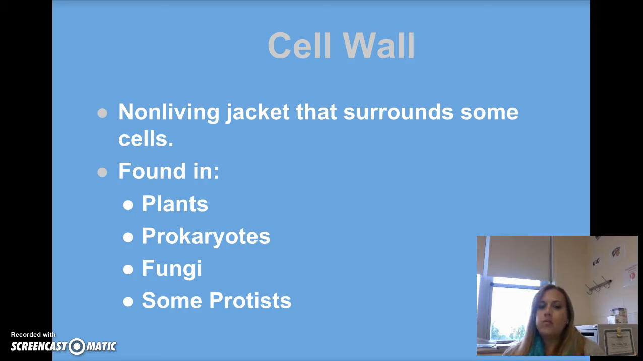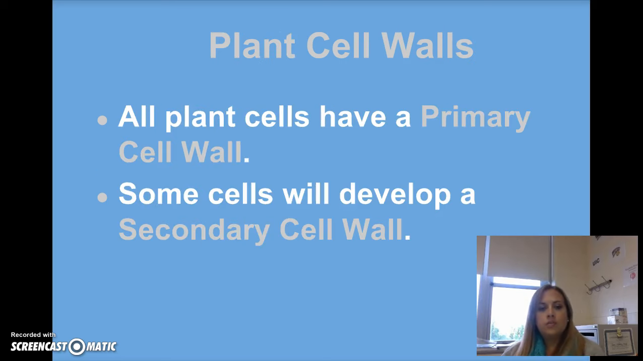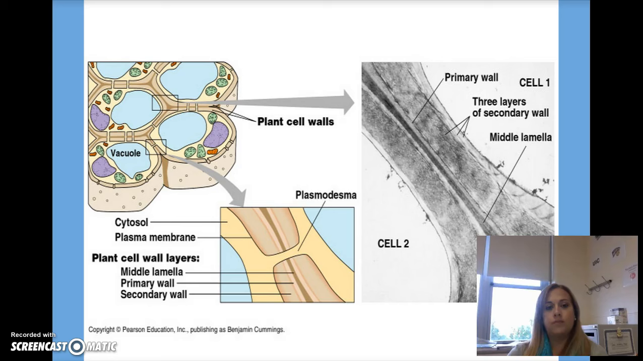So animal cells don't have a cell wall. The probably most common ones that we're going to look at are plants and prokaryotes. They both have cell walls. And there's going to be two major categorizations of these cell walls. All plant cells have a primary cell wall, and then some will develop a secondary cell wall.